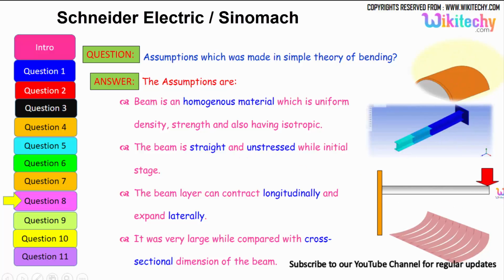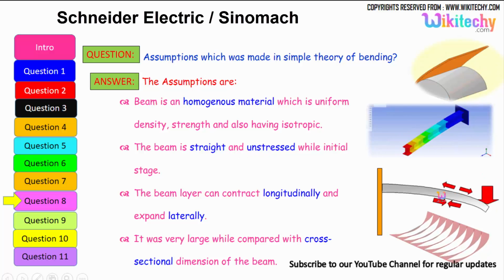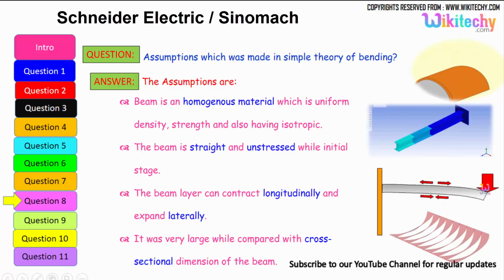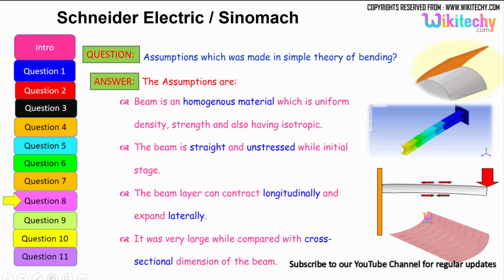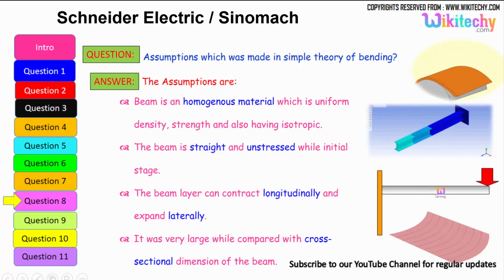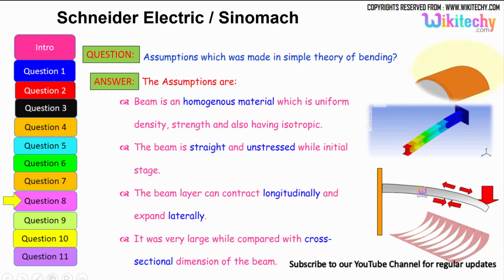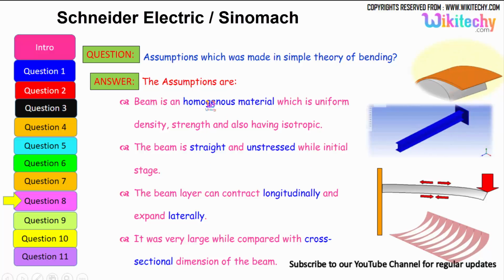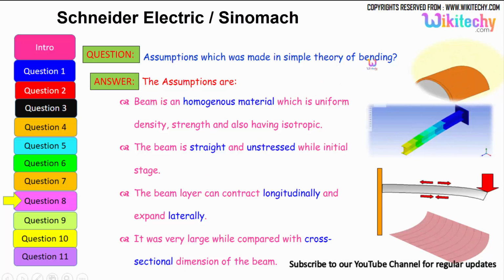The beam can contract longitudinally and expand laterally. The radius of curvature should be very large compared with the cross-sectional dimension of the beam. These are some of the assumptions we have to make for the theory of bending.